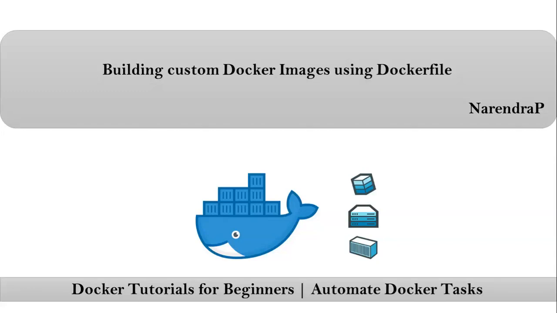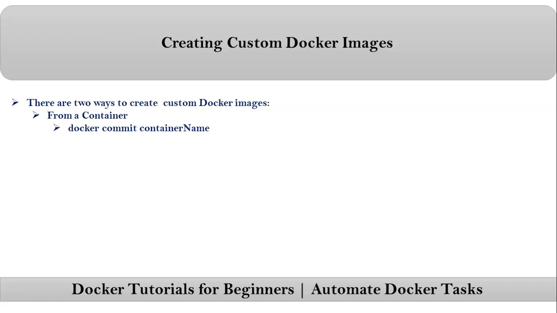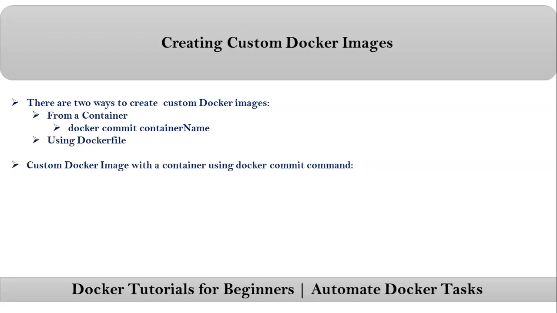Friends, here our concept is building custom Docker images using Dockerfile. Let me go with that. We already know that there are two ways to create custom Docker images. They are from a container, that is with the help of the docker commit command, and using Dockerfile. And we have already gone through our first method, that is a custom Docker image from a container using the docker commit command.